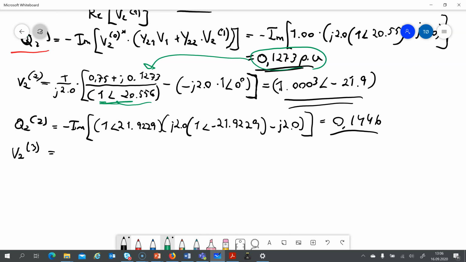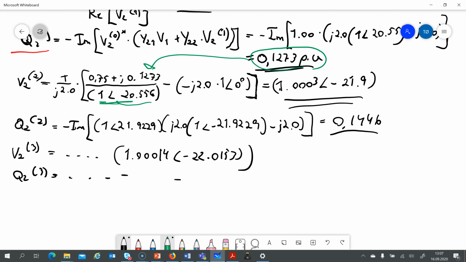And if you do this same here, you get something like 1.00014, the angle of minus 22.0153. And then you calculate Q2 and 3. So, you understand very fast it becomes computer calculation. But typically you should try to do like a 2 or 3 bus system by hand, so you know how it works like this.